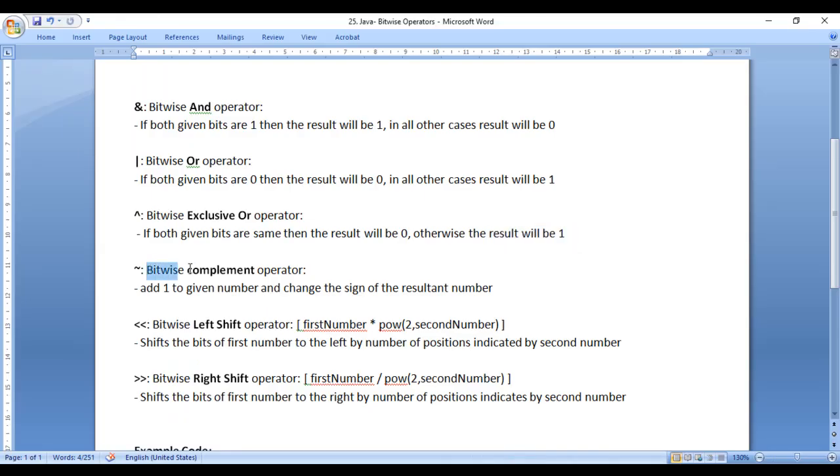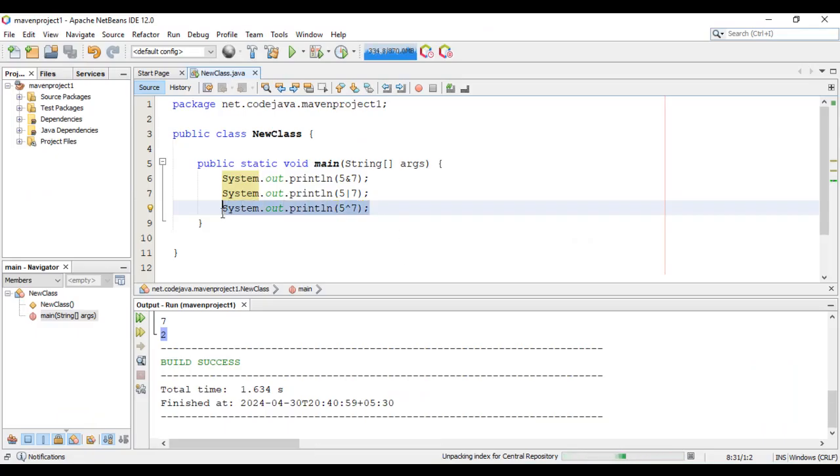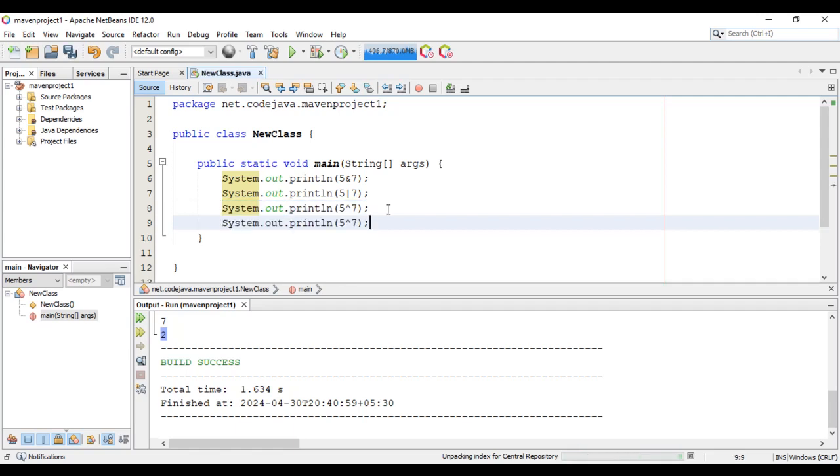Next we have the bitwise complement operator. It says add 1 to the given number and change the sign of the resultant number. Let's understand with an example. I copy this and paste it down. I say here complement of 5. What do we have to do? Add 1 to the given number. 5 plus 1 is 6. 6 is a positive number. We change the sign. Minus 6. If I run the code, we get minus 6, guys.